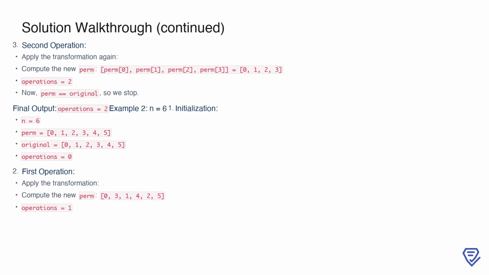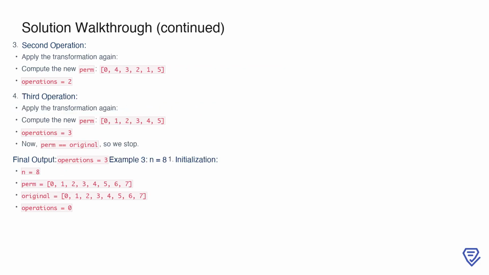Now, let's consider another example where n equals 6. We start by initializing perm and original as 0, 1, 2, 3, 4, 5, and the operations counter is set to 0. For the first operation, applying the transformation results in the new perm being 0, 3, 1, 4, 2, 5, and we increment operations to 1. For the second operation, applying the transformation updates perm to 0, 4, 3, 2, 1, 5, and the operations counter becomes 2.